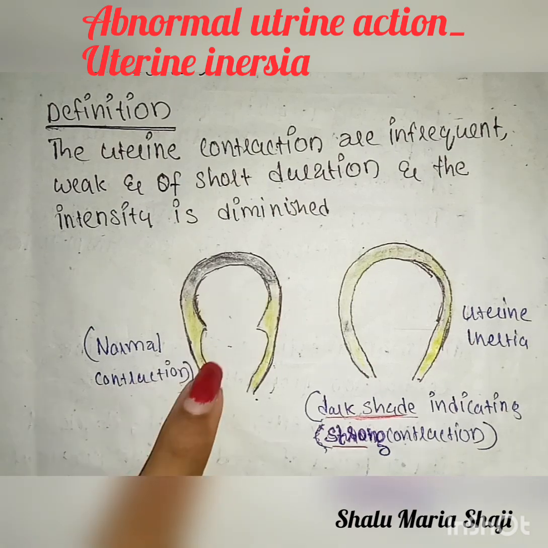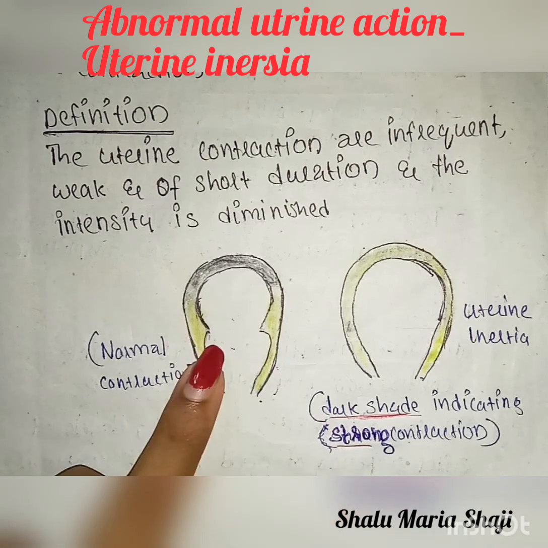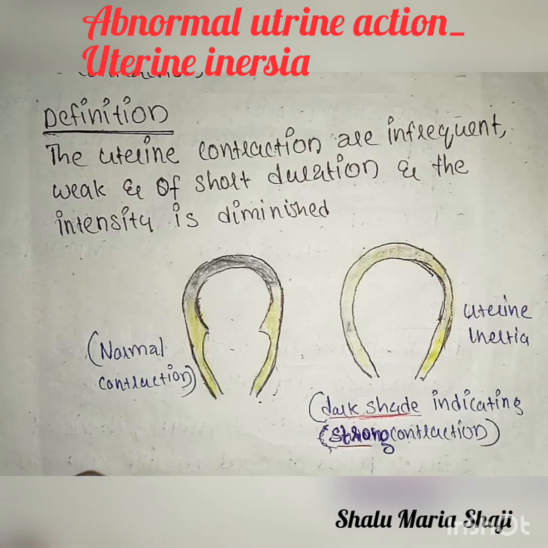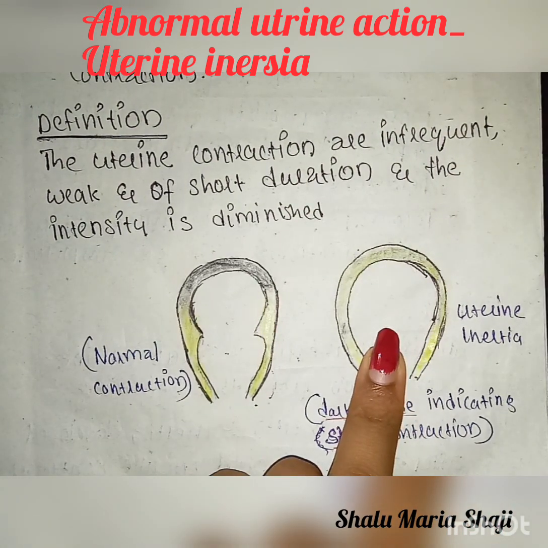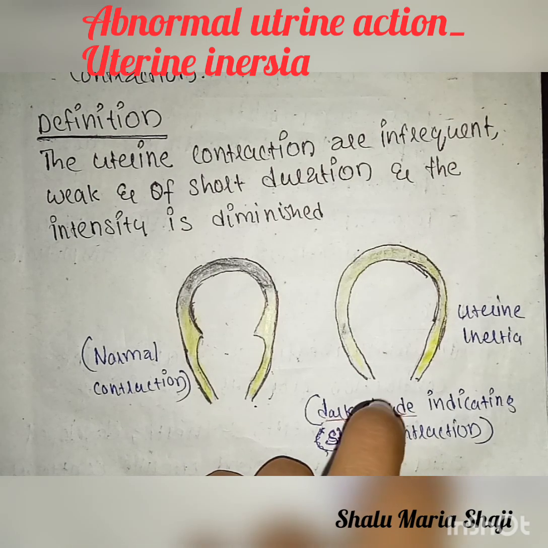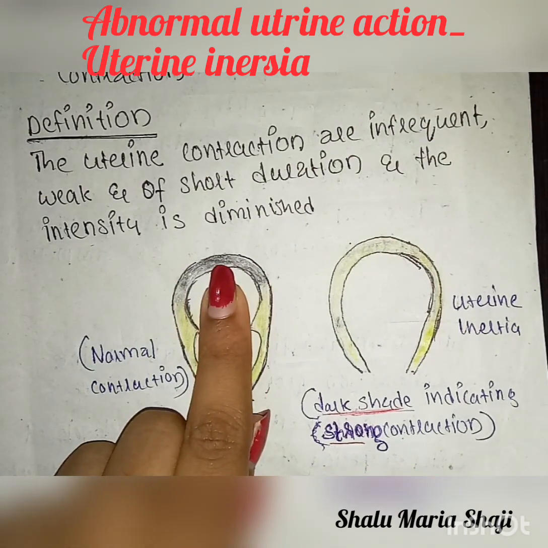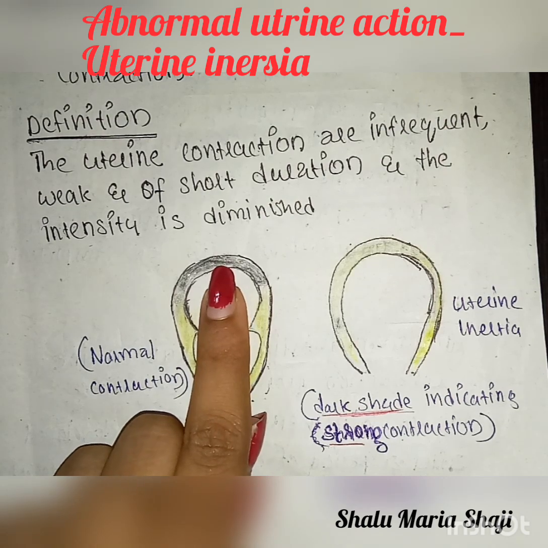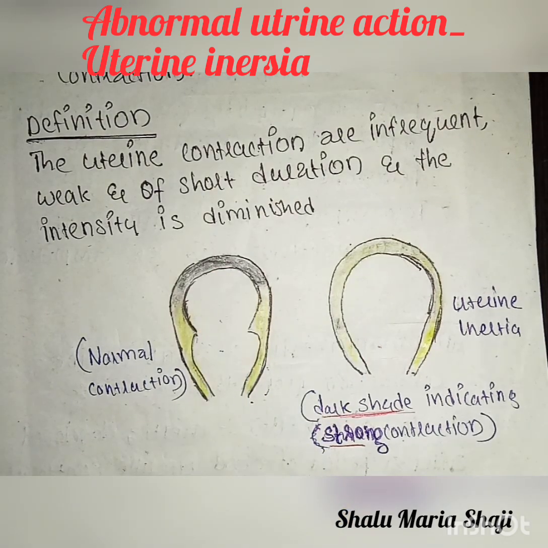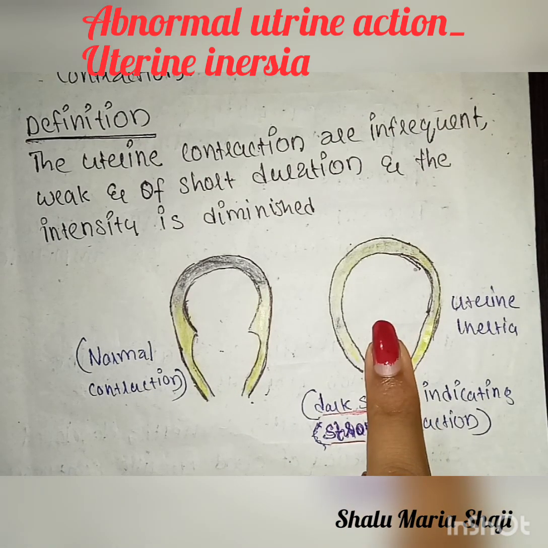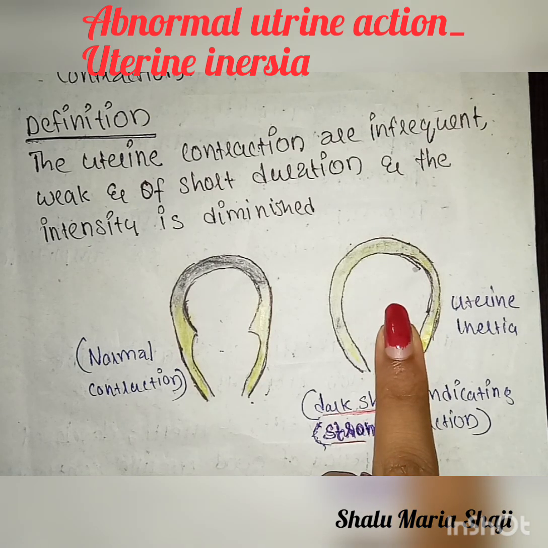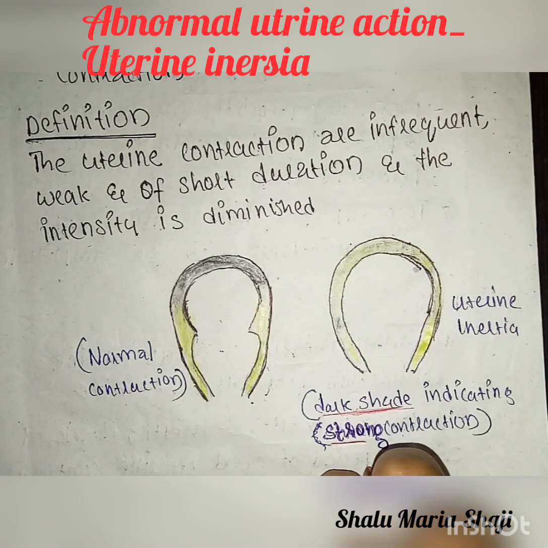We can look at this picture. This is the diagram of a uterus in normal labor with normal contraction, and this is the picture of a uterus with uterine inertia or hypotonic uterine dysfunction. Here the dark shade indicates strong contraction. While comparing these two pictures, we can understand that the picture of uterine inertia indicates less contraction.